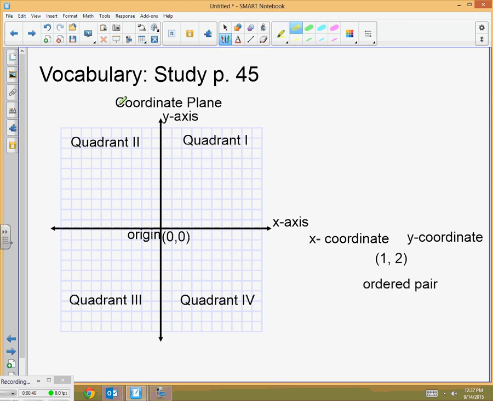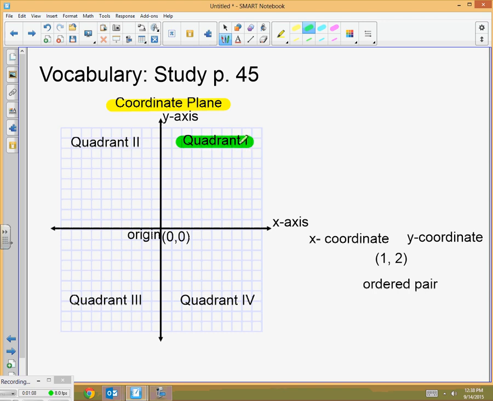If you notice, you see a graph here. This is called a coordinate plane. And the coordinate plane is what we will be using this chapter to identify if a relationship is proportional or not proportional. In order to understand the coordinate plane, you need to recognize that it has 4 sections called quadrants.